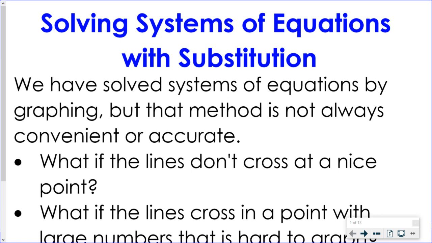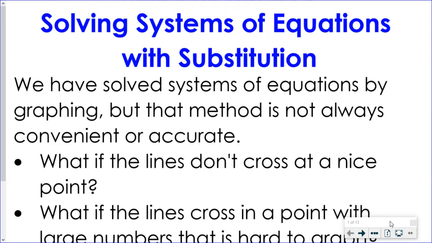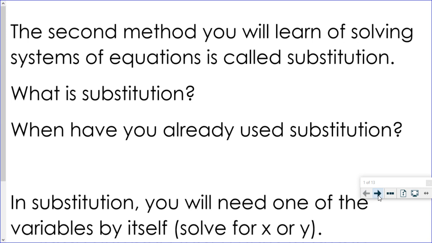Okay, so we have solved systems by graphing, but it's not always the easiest because we have to graph accurately. What happens if the lines don't cross at a nice point? Then you're just guessing. And what if the lines cross at a point with large numbers that's off our grid paper, like -25, comma, -232 or something like that? So substitution is often an easy way when we don't have the nicest of numbers to graph. Okay, so again, it's called substitution.